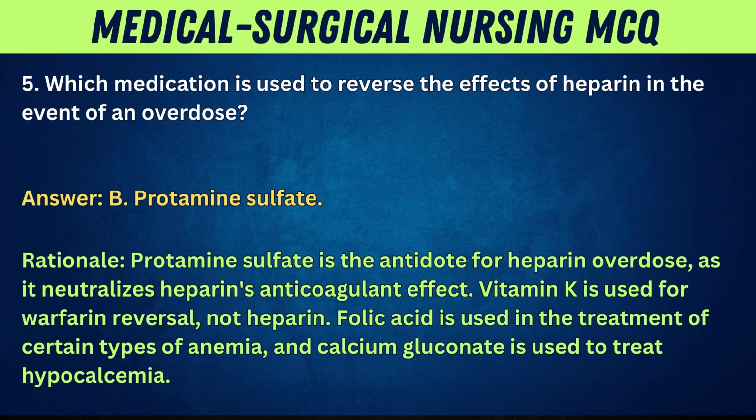Answer: B. Protamine sulfate. Rationale: protamine sulfate is the antidote for heparin overdose, as it neutralizes heparin's anticoagulant effect. Vitamin K is used for warfarin reversal, not heparin. Folic acid is used in the treatment of certain types of anemia, and calcium gluconate is used to treat hypocalcemia.